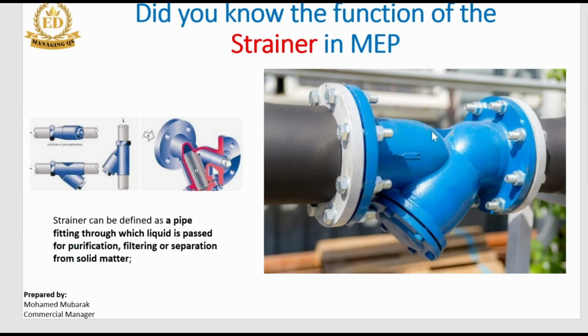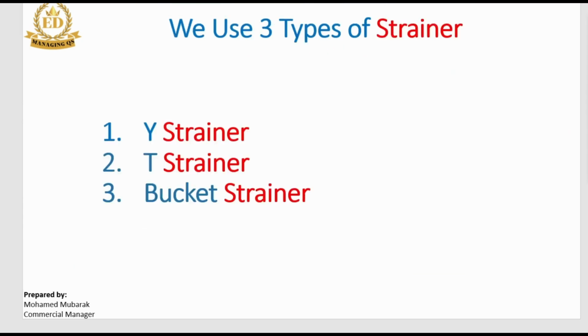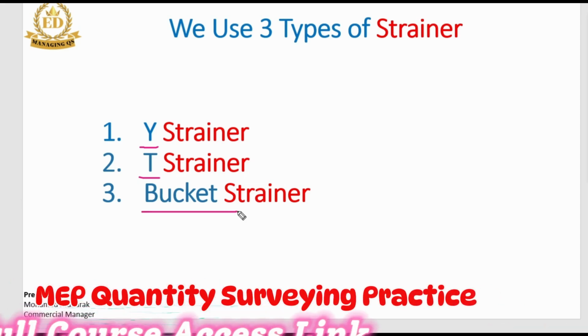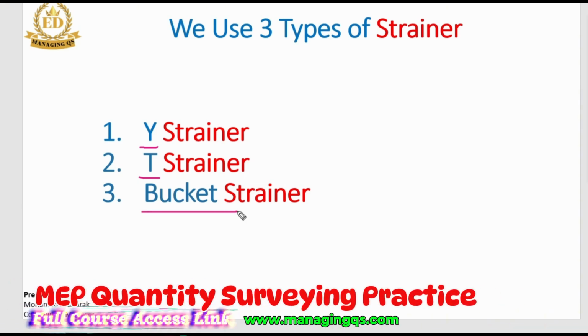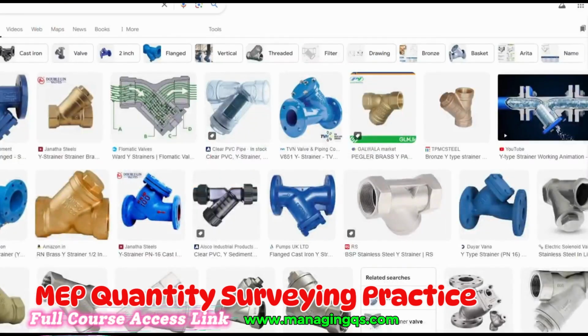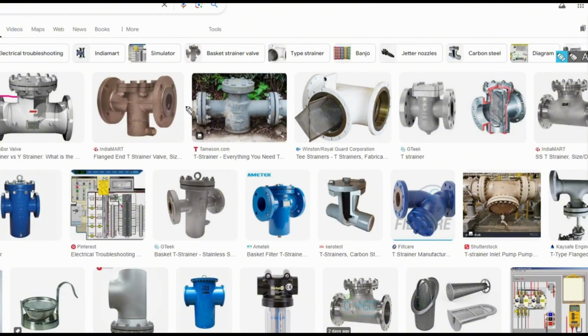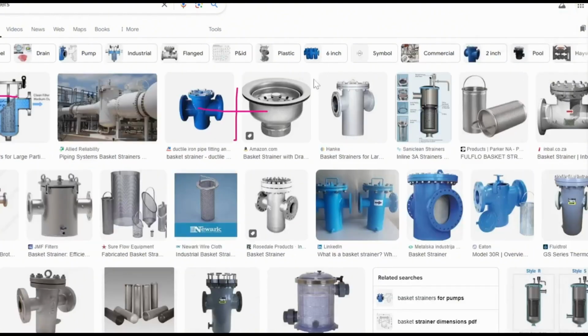We also have to know there are three types of strainers available. The first one is the Y type, the second one is the T type, and the third one is the bucket type. For all the strainers, the function is the same. I will show all these strainers. The first one is the Y strainer, whose appearance looks like a Y. Also the T strainer, which looks like a T, so that's why it's called a T strainer. And the bucket strainer looks like a bucket.